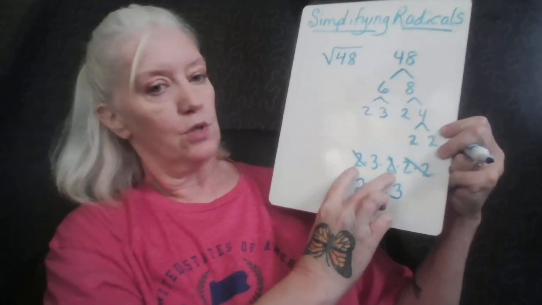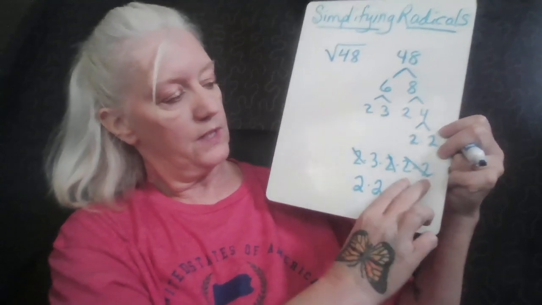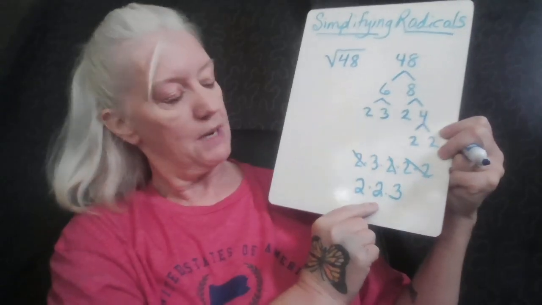These 2 2's became 4. You square rooted them, came back to 2. These 2 2's became 4. You square rooted them, they came back to 2. This final answer, 4 times the square root of 3.